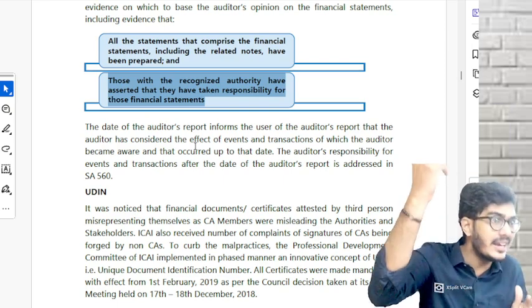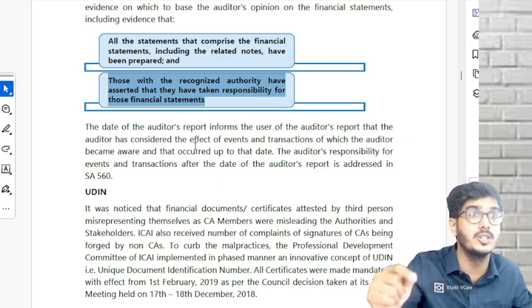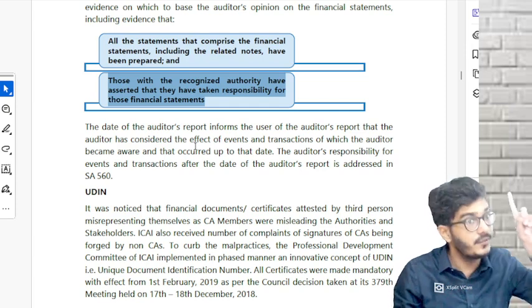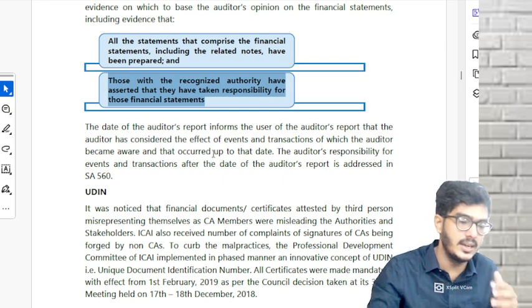When we read it in SA 560, it will be written that there is no obligation on the auditor to perform audit procedures for the other two subsequent events. For the first subsequent event, we have to consider adjusting and non-adjusting events. Okay? So they have written this.